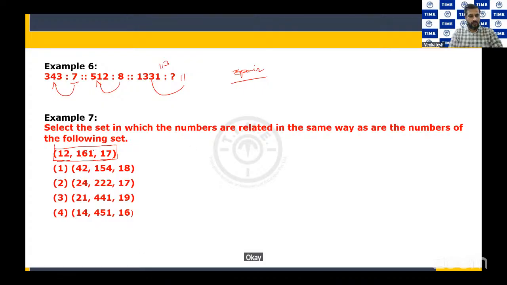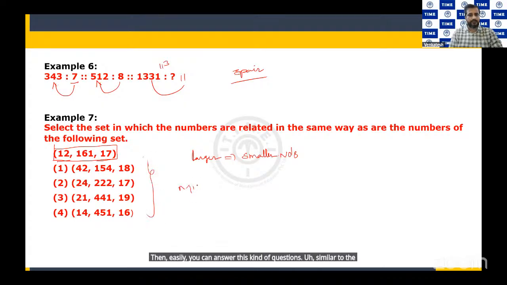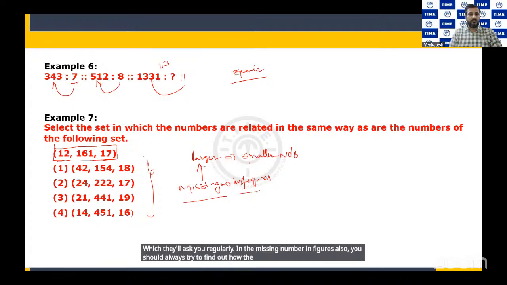Okay. So always and always your focus should be on how a larger number is obtained from the smaller numbers. How a larger number is obtained from the smaller numbers is very, very crucial. If you can identify that, then you can easily answer these kinds of questions. Similar to the question type missing numbers in figures, which they will ask you regularly. In the missing number in figures also, you should always try to find out how the larger number is obtained from the smaller numbers.